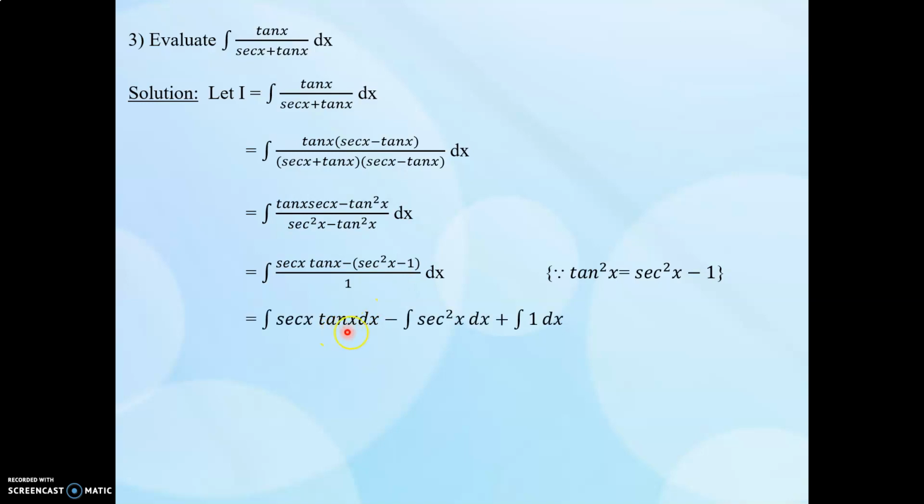So integral sec x tan x dx minus integral sec square x dx, minus into minus is plus integral 1 dx. So the integral of sec x tan x dx is sec x, minus integral of sec square x is minus tan x, plus integral 1 dx is x plus c. This is the answer for this question.